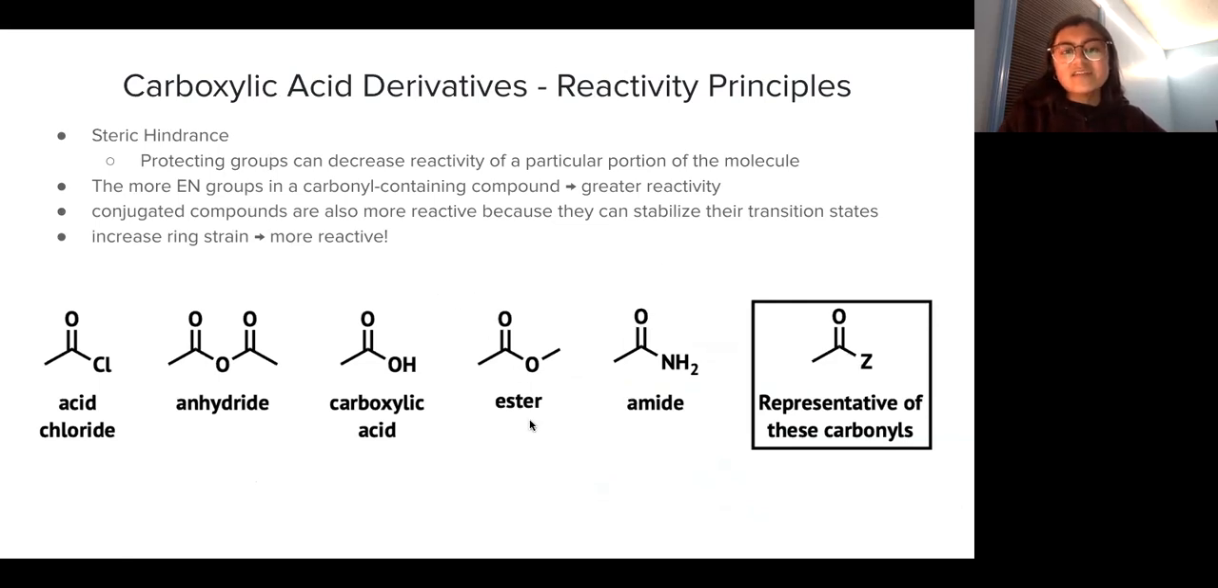For reactivity of these carboxylic acid derivatives, I would know this order for sure. This is written out from most reactive to least reactive. Acid chlorides will be most reactive. Amides are the least reactive of these derivatives. And these are some things that can influence reactivity. Steric hindrance, the more electronegative groups in a carbonyl containing compound will result in greater reactivity. Conjugated compounds will also be more reactive, and increased ring strain will also mean that they're more reactive.